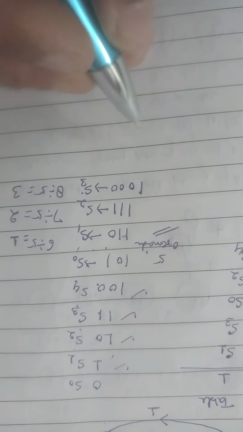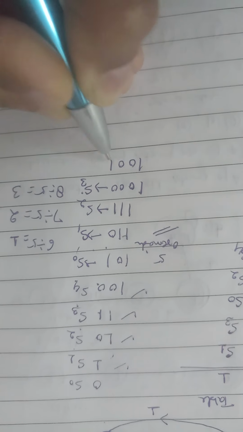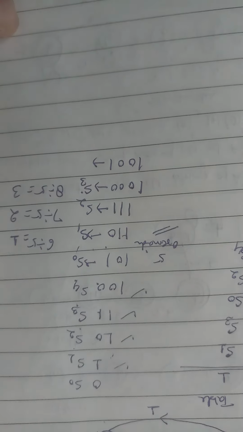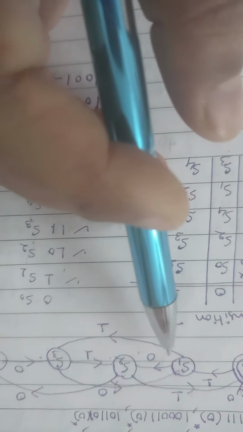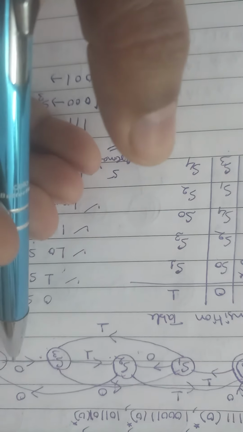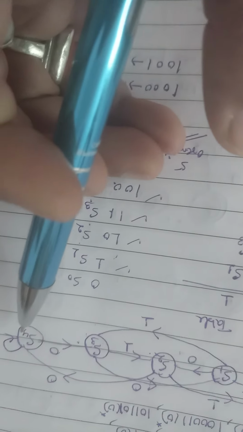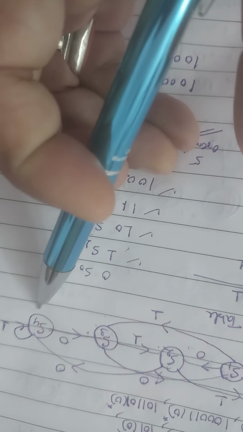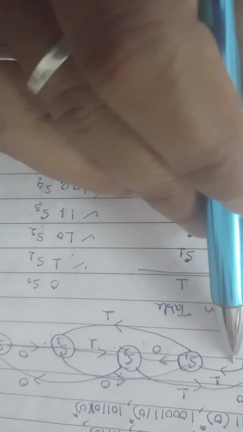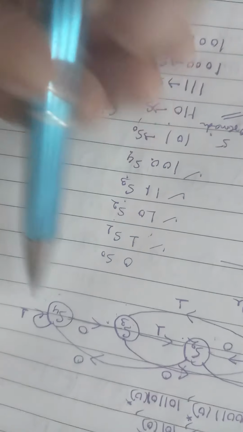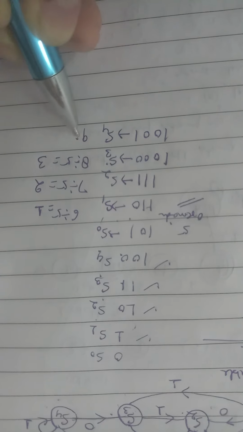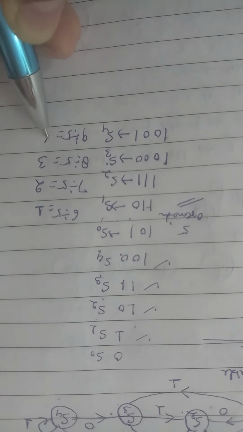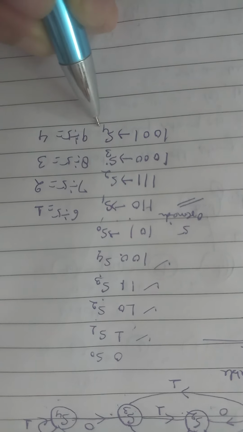In the similar way, if we are having 1 0 0 1, then where are we reaching? 1 0 0 and 1. So we are reaching on S4. It means 9 divided by 5, what remainder are we having? 4. So we are reaching on S4.